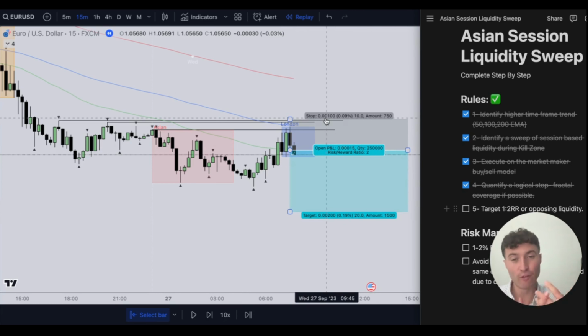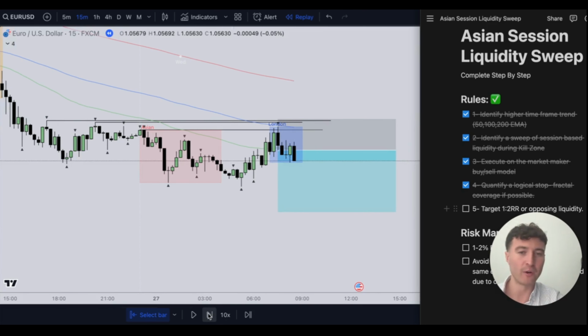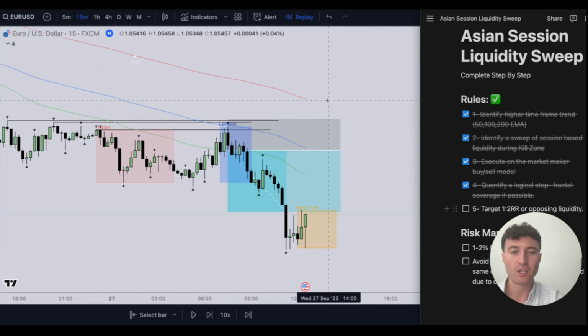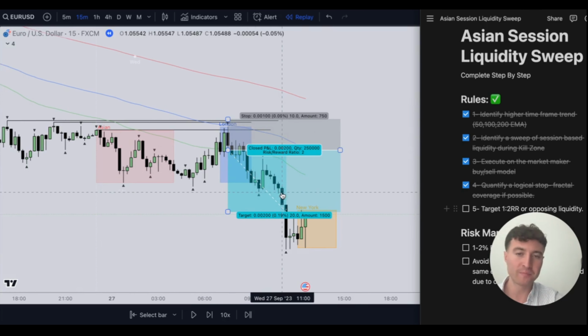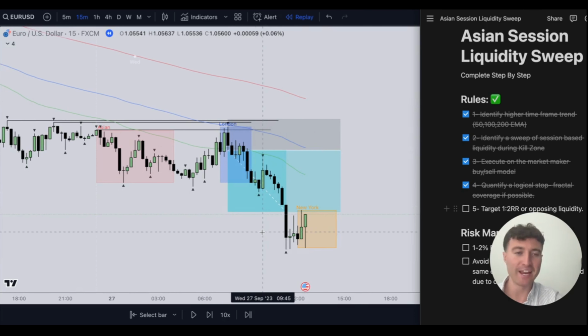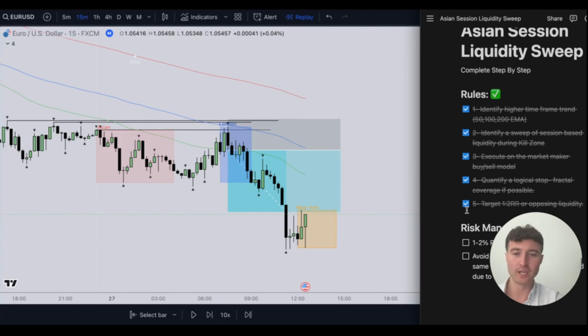The reason why is it keeps everything very mechanical and very rule-based in terms of risk to reward. So it's very easy to backtest your strategy, because sometimes liquidity can be a little bit subjective. So I think having a mechanical risk to reward makes a lot of sense. So that's personally why I do use a 1 to 2. Okay, and let's play this trade out. And you can see a 1 to 2 was smashed within this trading session. Okay, and this is the Asian session liquidity sweep. You can see here target a 1 to 2 or opposing liquidity.